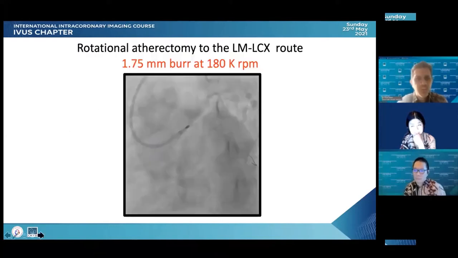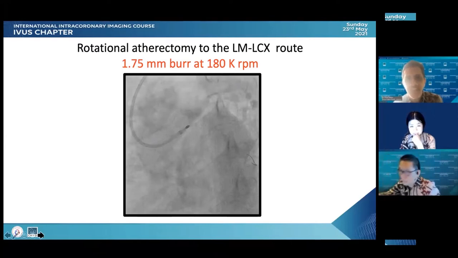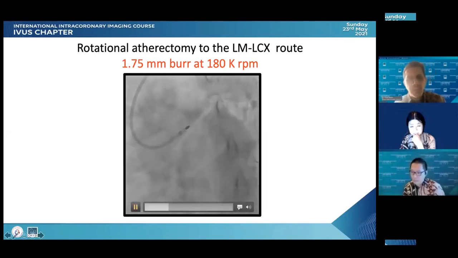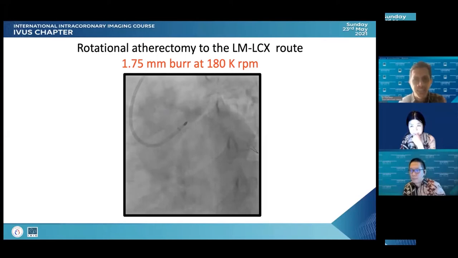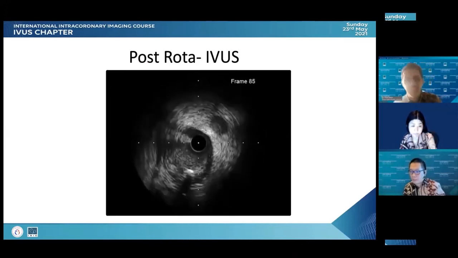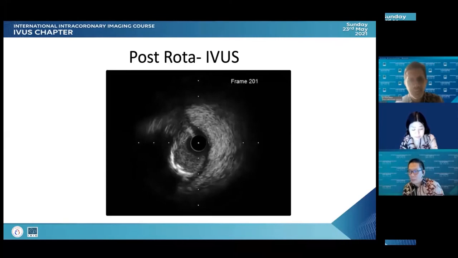So we decided to do a rotational atherectomy, as the flow at the LAD was sluggish. Then we chose the route from the left main to circumflex. After several tries, we managed to pass the burr into the circumflex. So I chose 1.75 because we not only wanted to modify the plaque, but also to debulk. That's why I chose this burr size. And this is the post-rotablation, from circumflex, sorry. Yes, from circumflex.